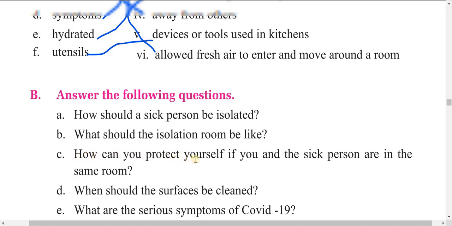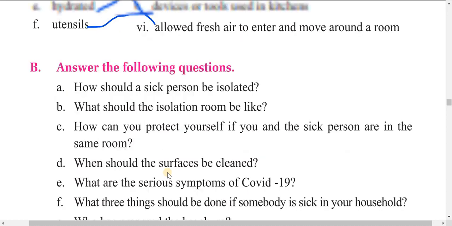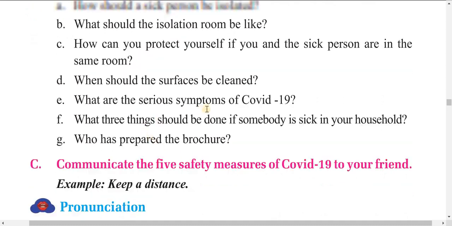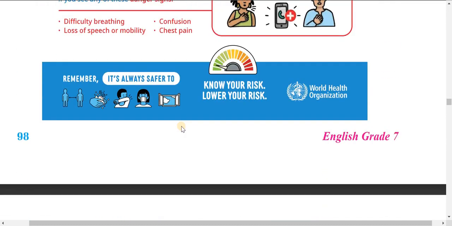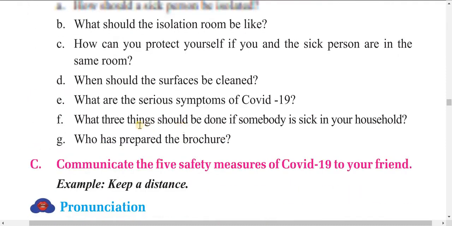How can you protect yourself if you and the sick person are in the same room? We should wear medical masks regularly. When should the surface be cleaned? The surface should be cleaned whenever the sick person touches it, so it means the surface should be cleaned frequently. What are the serious symptoms of COVID-19? Difficulty breathing, confusion, chest pain, and loss of speech.